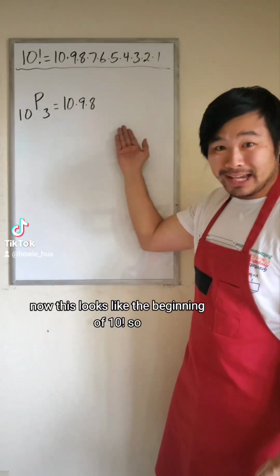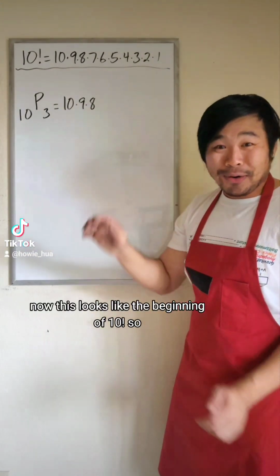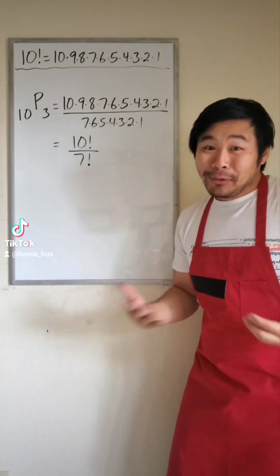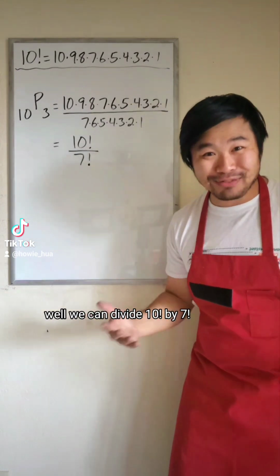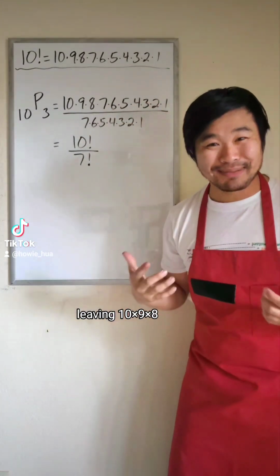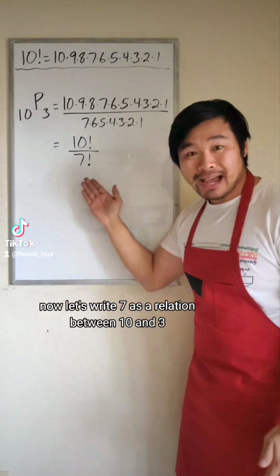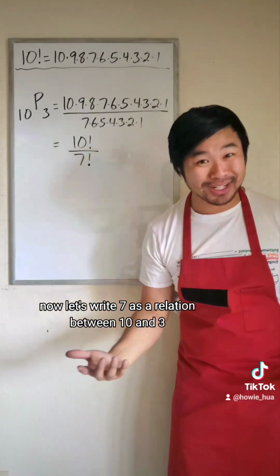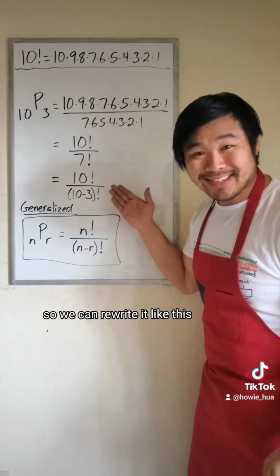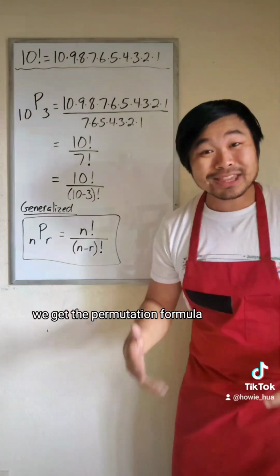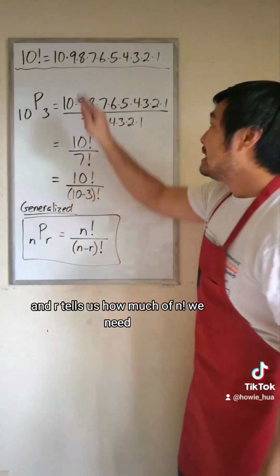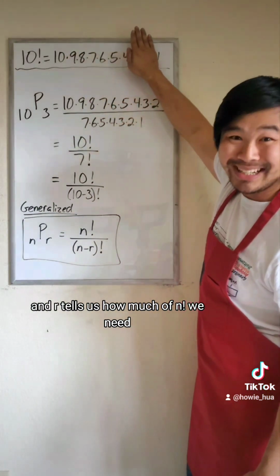Now, this looks like the beginning of 10 factorial. So how can I write 10 factorial in a way that I just have the first 3 numbers? Well, we can divide 10 factorial by 7 factorial, because all of these would simplify to 1, leaving 10 times 9 times 8. Now, let's write 7 as a relation between 10 and 3. And 7 equals 10 minus 3, so we can rewrite it like this. And when we generalize this, we get the permutation formula. So we start with n factorial, and r tells us how much of n factorial we need.